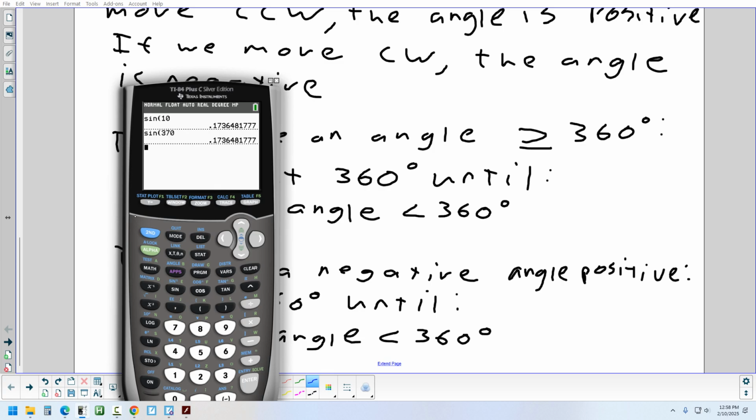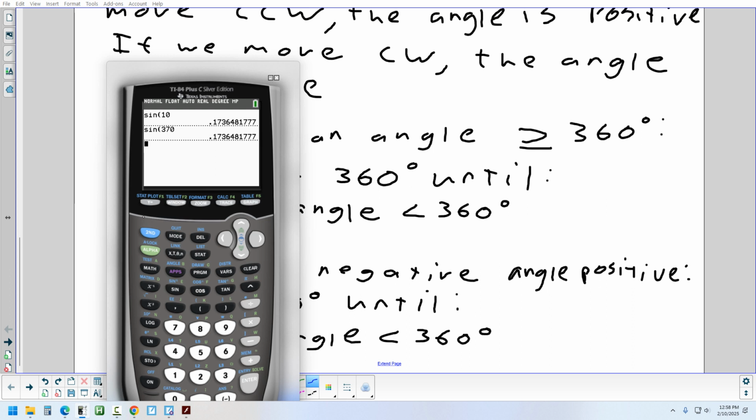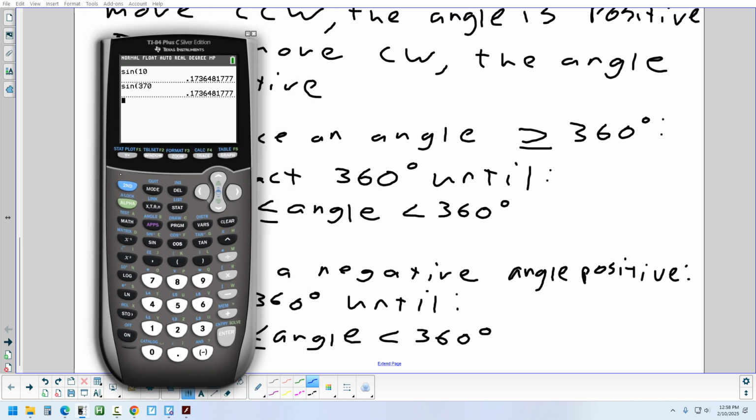I'm not saying that 10 and 370 are the same number. That's not what I'm saying. I'm just saying that if you add 360 and you plug it into a trig function, you will get the same answer. A trig function is sine, cosine, or tangent. We're going to talk about those in a second. Here's another one. Cosine of 20. What do you get if you add 360 to 20? That's 380. Cosine of 380, and the answer is exactly the same.